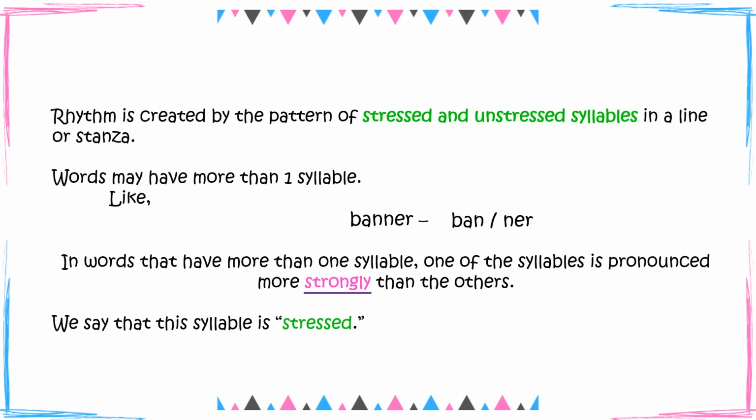We say that this syllable is stressed. The syllable that you pronounce strongly is called the stressed syllable. Like in the word banner, we say banner, so the first syllable, ban, is more strongly pronounced than the other. That is the stressed syllable. Let's look at one more example.